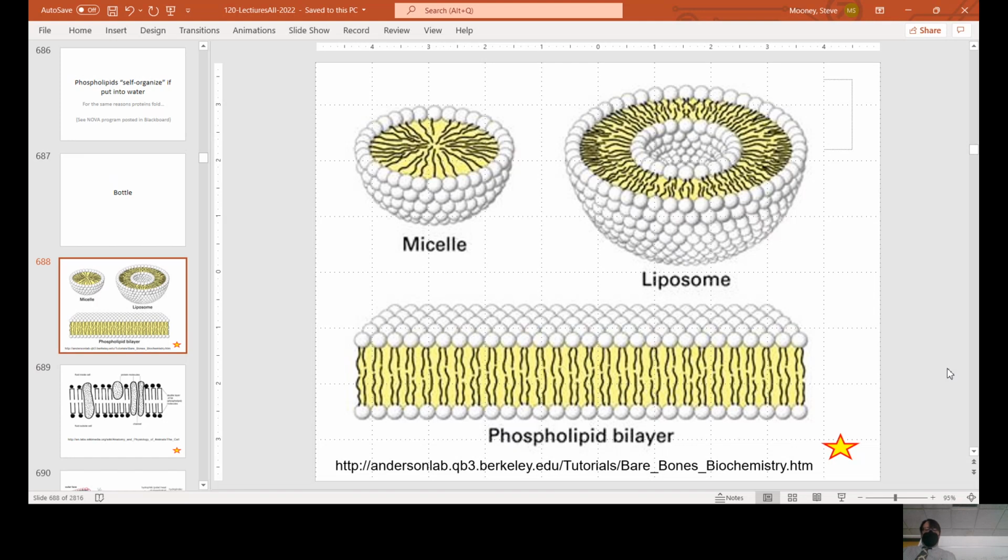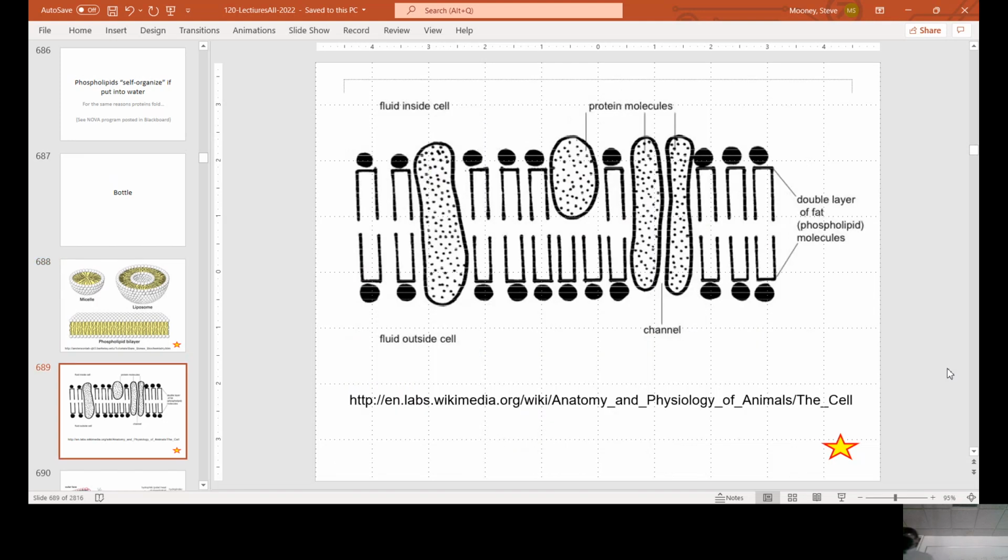We will add to that to get our final membrane. So you've got your base structure. We'll add proteins to it, cholesterol, sugars, all kinds of different things to get our final plasma membrane.